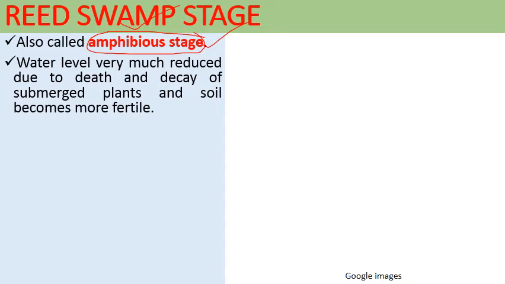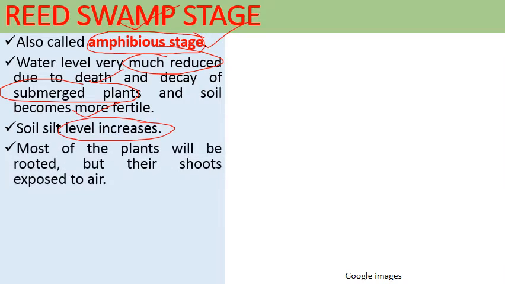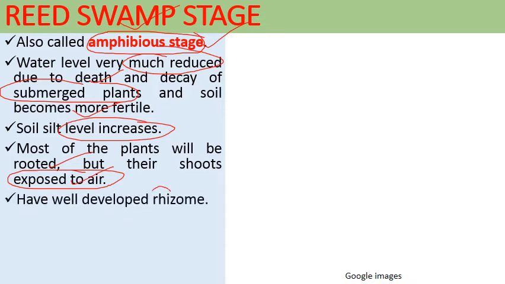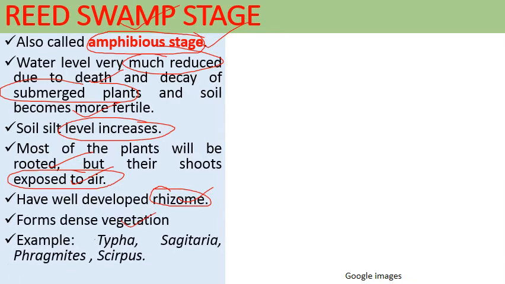So water level is very much reduced due to death and decay of submerged hydrophytes, and soil becomes more fertile, या soil और ज़्यादा fertile हो जाती है. Soil silt level also increases. Then most of the plants will be rooted but their shoots are exposed to air. Roots उनकी pond के soil में होगी but shoots उनके exposed होते हैं air में, and have a well developed underground stem, which is rhizome, and form dense vegetation. Examples are Typha, Sagittaria, Phragmites, Scirpus and Cyperus. So these are some examples of grass-like vegetation जो form करते हैं reed swamp stage.